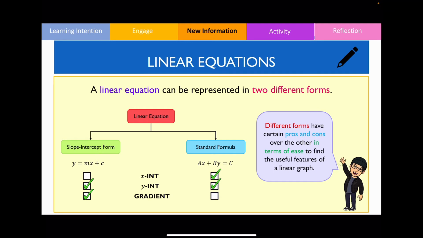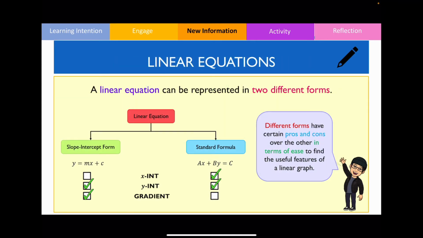Now, this doesn't mean that we can't find the x-intercept when it's in the slope-intercept form. And it also doesn't mean that we can't find the gradient. It just means that there might be a few extra steps we need to do in order to work these out. So both of these forms come with their own advantages and disadvantages.